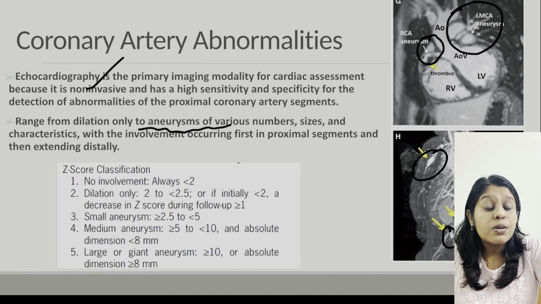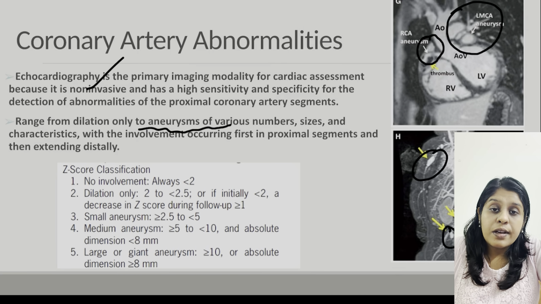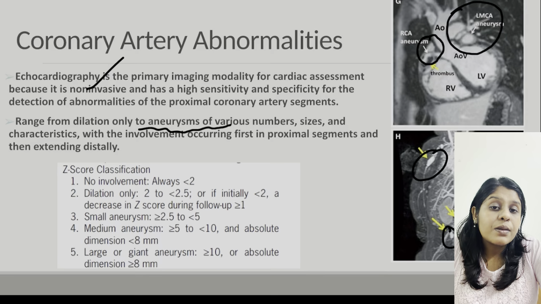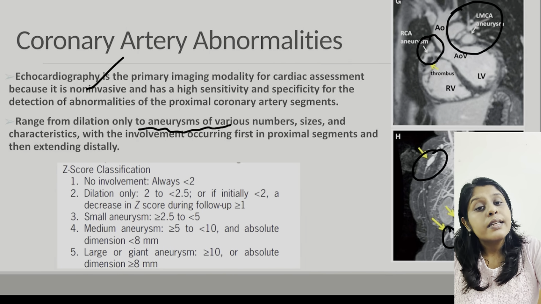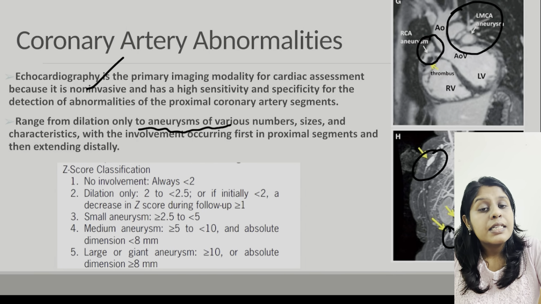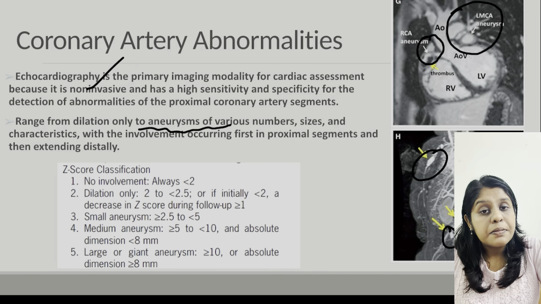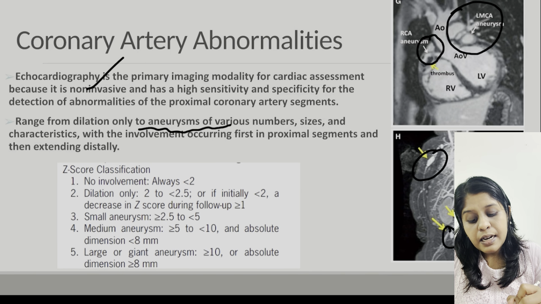So we have a score called the Z score. Why is that Z score there? Why can't you just measure the absolute number? You know that Kawasaki disease is seen between 6 months to 5 years. So based on the body surface area and the weight and the height of the baby, the size of the normal coronary itself will vary. That means that a 6-month-old baby will not have the same coronary artery size as that of a 5-year-old. So you can't measure an absolute value. So you give a Z score based on the body surface area of the child. So based on that, there is a classification.